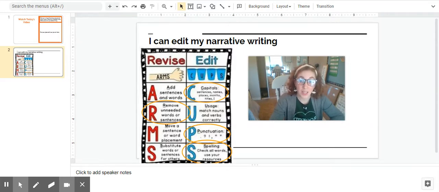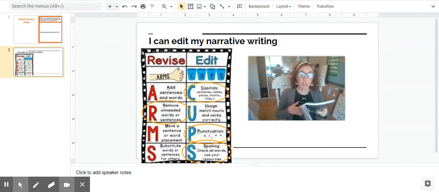S is for spelling. So check all words and use your resources. You can use a dictionary, you can look it up online, you can ask somebody at home how to spell something. We're going to make sure that our spelling is in tip-top shape. It doesn't have to be exactly perfect, because that's okay. But we want to be close to the word as best as we can.